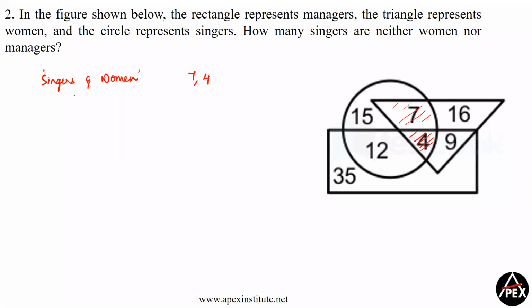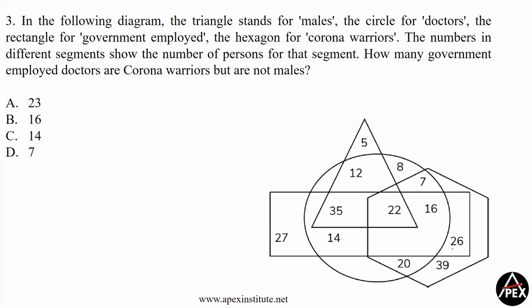If I ask how many singers are women and not managers, you will have 7. Or if I ask how many singers are only women, then you will have 7 as the answer. Otherwise it will be 7 and 4. Clear, guys? Perfect. So moving ahead, I'll give you 1.5 minutes to answer this. We'll discuss this after 1.5 minutes. Here the numbers are the number of persons in that segment.